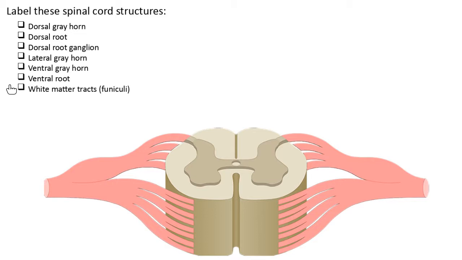Remind me again in the chat, what's the name of the structure that we always use when we look at a model or look at a picture to help us know where the back side of the spinal cord is? Yeah, so it's this structure right here, the dorsal root ganglion. The dorsal root ganglion, or I'm going to abbreviate it DRG because that's a lot easier to type.